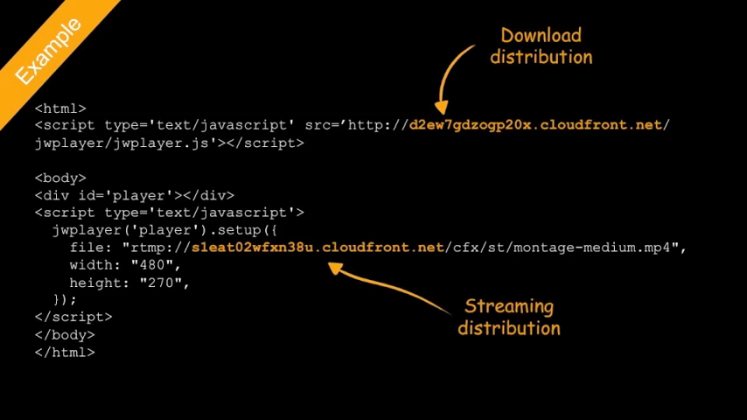jwplayer/jwplayer.js. Likewise, my streaming distribution, I have another bucket with some media in it, some movie files, and here I've got the streaming distribution URL, and then my object name within the S3 bucket that streaming distribution is pointing at, montagemedium.mp4, and a little bit of URL, funny enough, cfx-st to get this stuff to work as part of jwplayer.